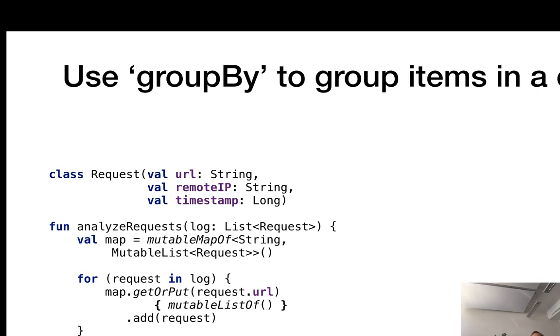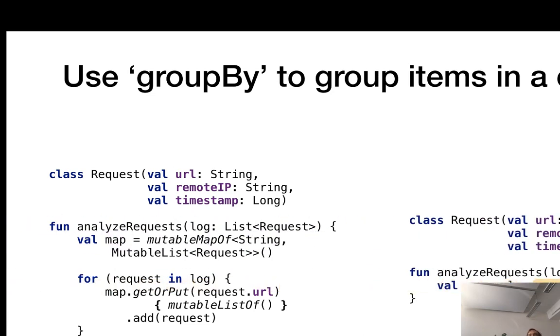So I'm creating a map from a string to a list of requests. Then I'm going through all of the requests, and I'm using this getOrPut function to make sure that if there is no existing list of requests for this URL in the map, then I'm creating a new list. And then I'm adding the new request to this map. So this example also shows some useful tricks, like how you can use this getOrPut function. But what this code does is actually a very roundabout way of doing a very simple thing, of doing a grouping.